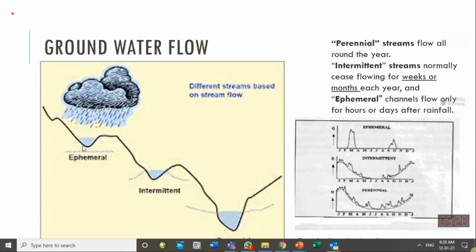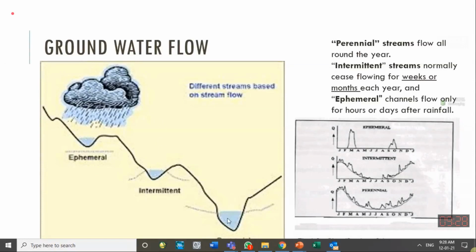So this ephemeral stream will have water only when rainfall occurs. If we see its hydrograph, it will look like this. We will have a hydrograph peak or enhancement, and then it will come to zero. Then we will have another hydrograph enhancement. We call them pulses of the flow. We will have a pulse of flow, another pulse of flow. Both will match the precipitation occurrence in that catchment, in that basin.